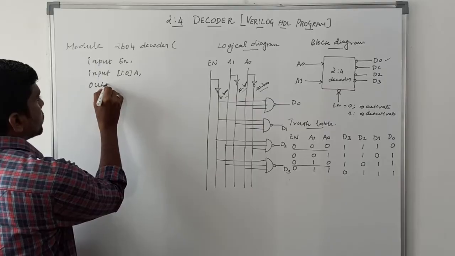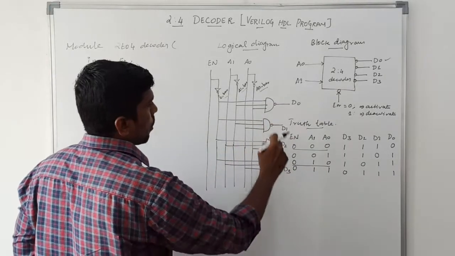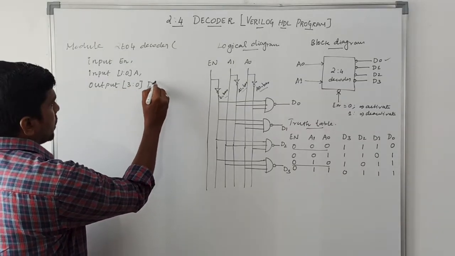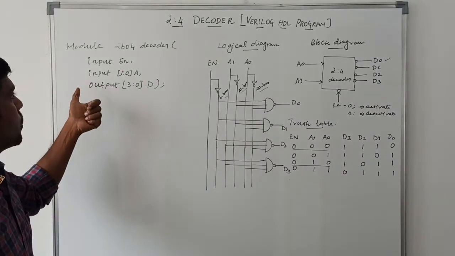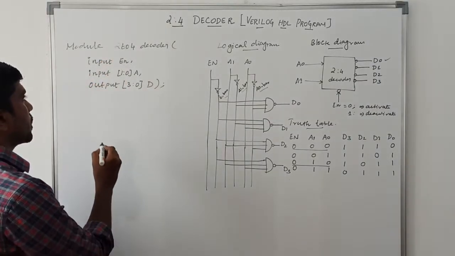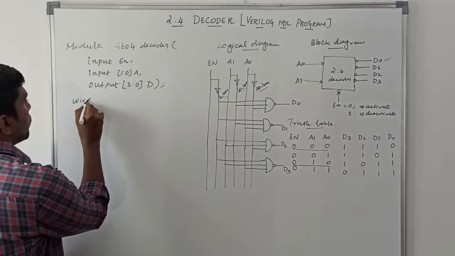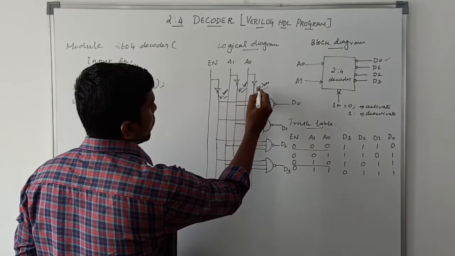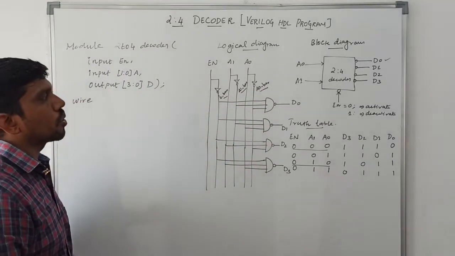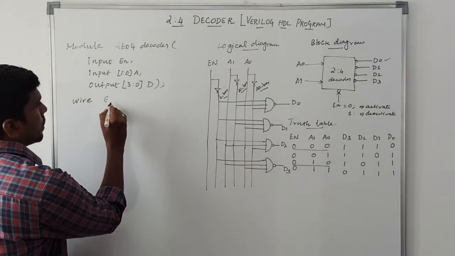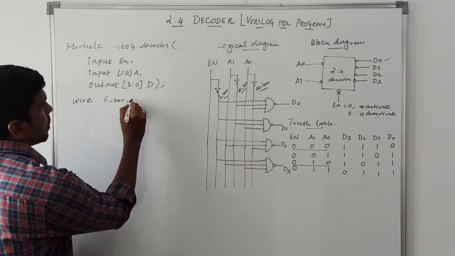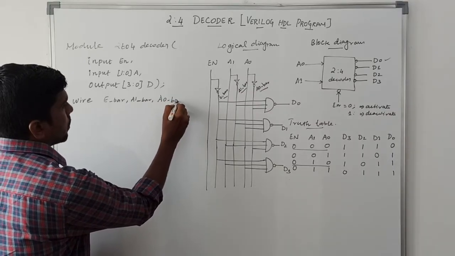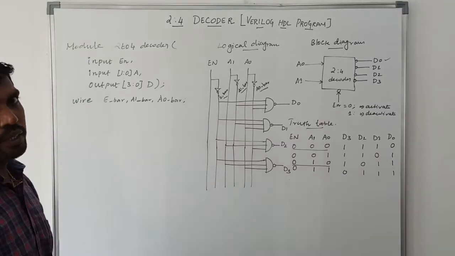Then output. It produces 4 output signals. Here also we use a vector signal, [3:0] D. So these are the input and output signals for the 2 to 4 decoder circuit. Then we declare the wire signals. Here the wire signals are E bar, A1 bar and A0 bar. These three signals are called wire signals: E bar, comma, A1 bar, comma, A0 bar.